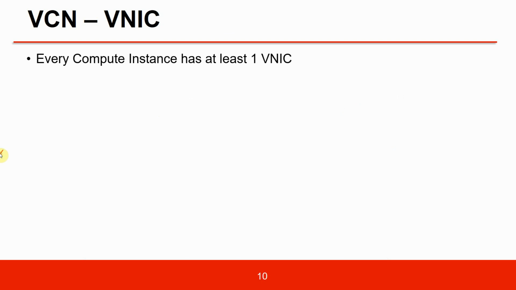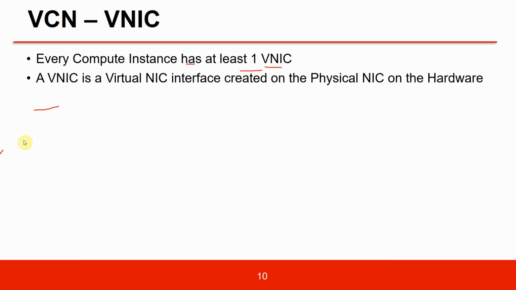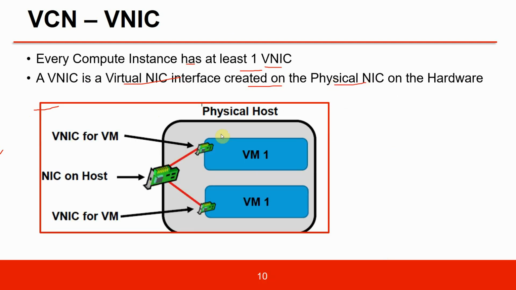VNIC. Every compute instance has at least one virtual network interface card. A VNIC is a virtual network interface card created on the physical NIC of the hardware. So the physical host has a physical card, the virtual machine has a virtual card. So this virtual card plugs into the physical one, and that's how the networking packets pass through.